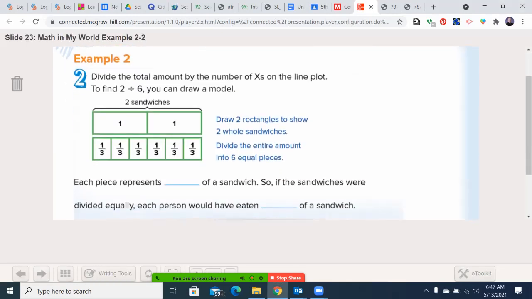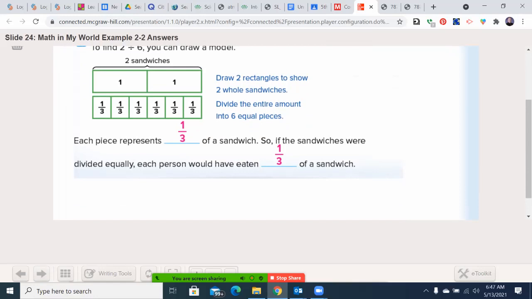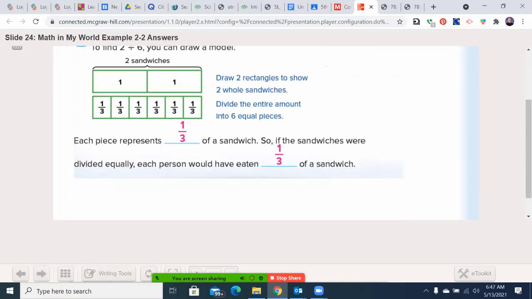To divide the total amount, you can draw a model. You can, but you don't have to, to be honest. Each piece represents 1/3 of a sandwich. So if the sandwiches were divided equally, each person would have eaten a third. So you see our 2 sandwiches divided by 6, and that's 1/3. When you're doing the actual assignment, you only need the bar graph if told to. Otherwise, it's up to you.